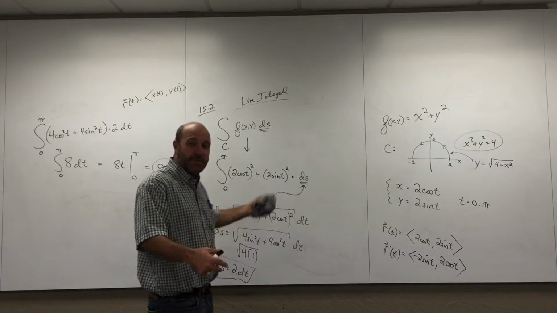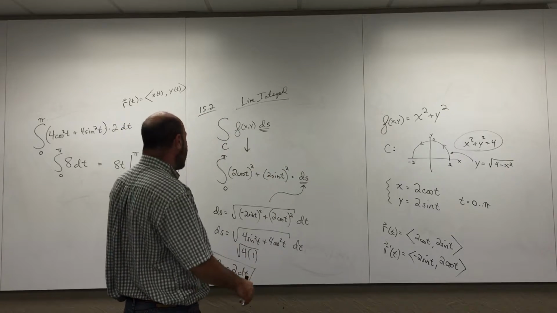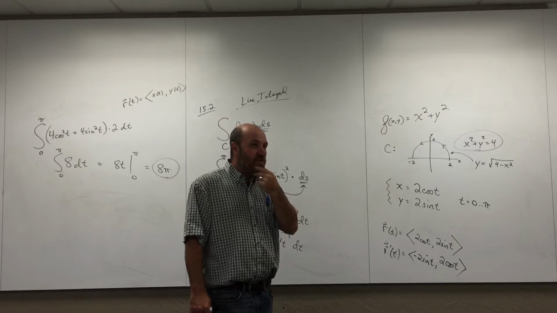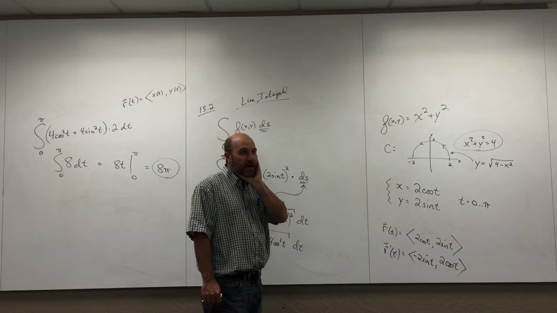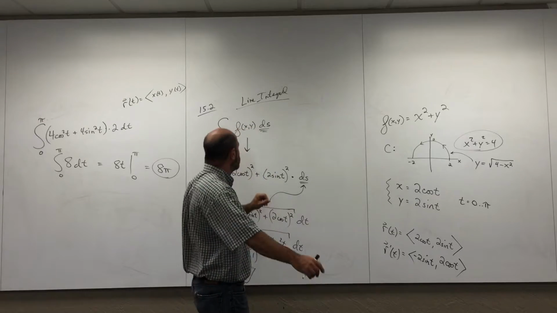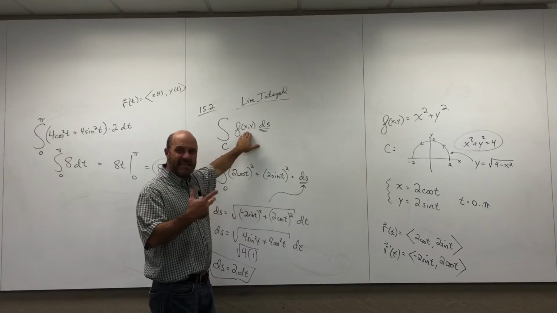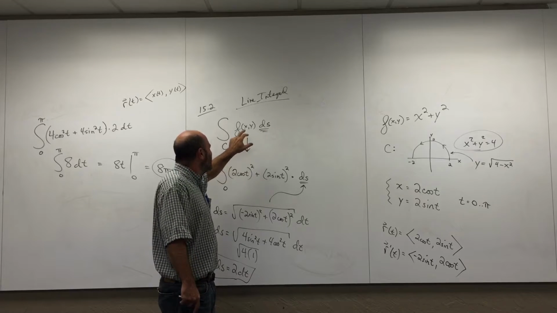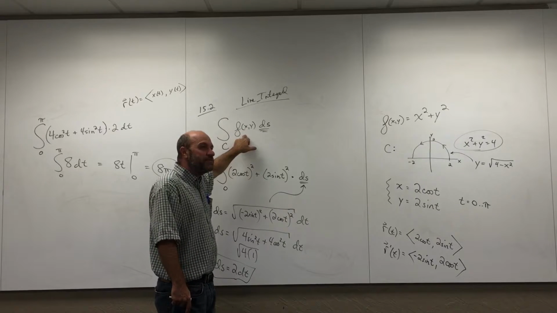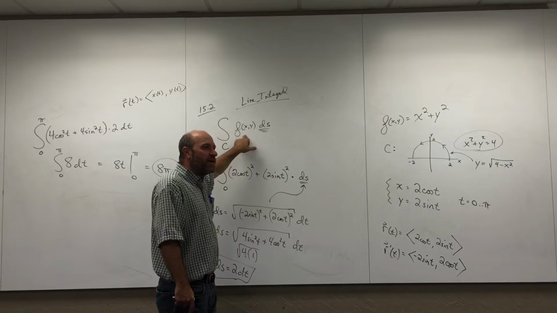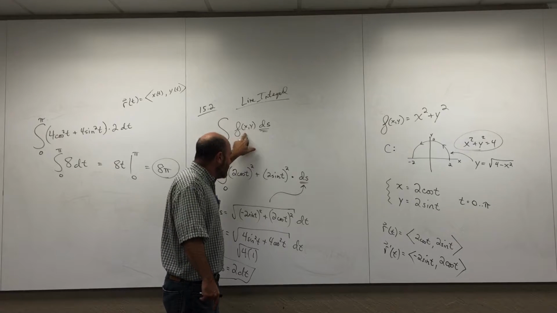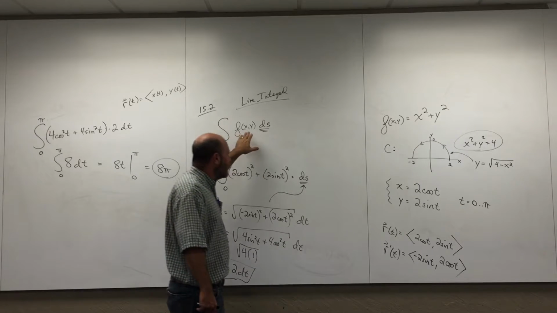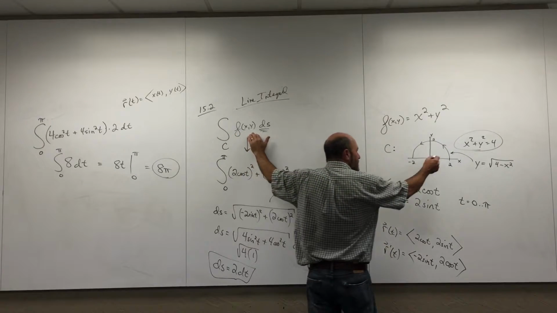Now listen, what is the meaning of this? That's a little tough. Let's see. The book talks about a few different interpretations. One interpretation is if this function happens to be a density function, then we're integrating this density function. Hang on. We're integrating this curve.